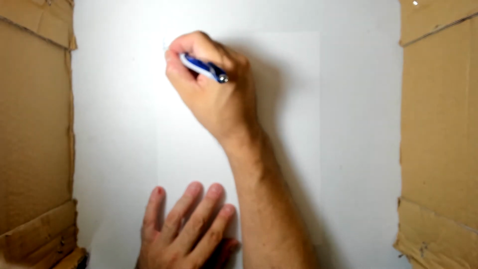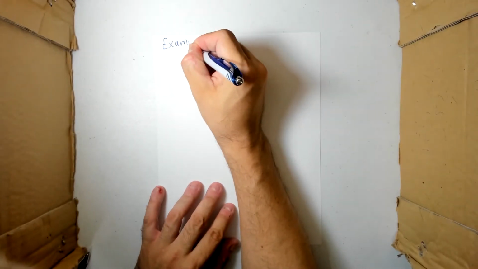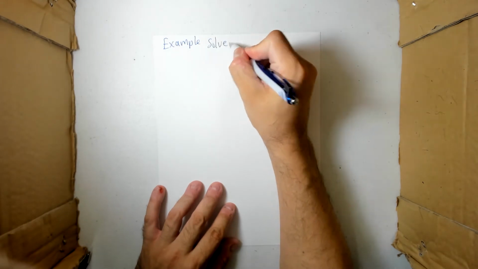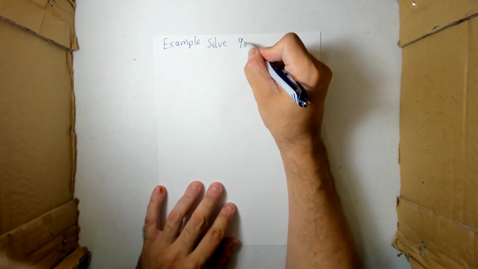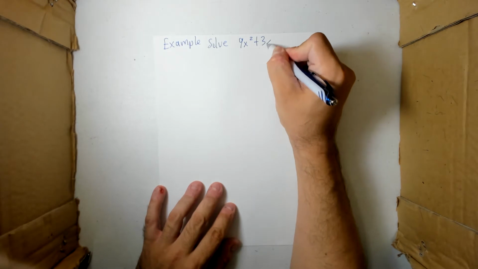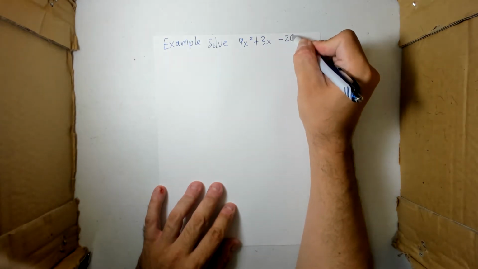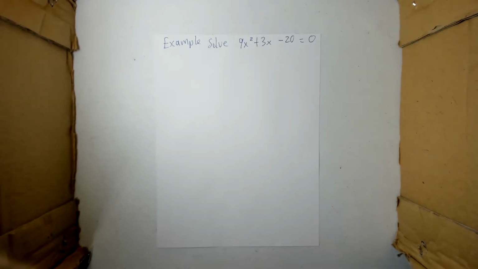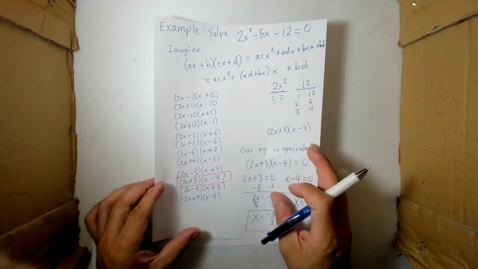So now here I'm going to give another example. I want to solve the equation 9x squared plus 3x minus 20 equals 0. So here, I'm going to recall my previous example.